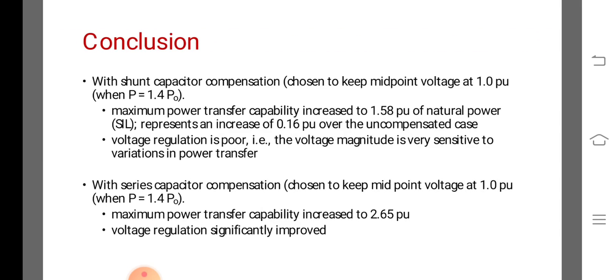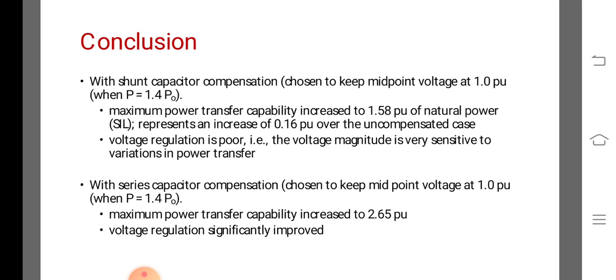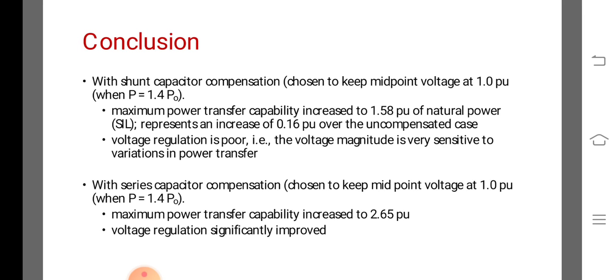Conclusion: with shunt capacitor compensation, we choose to keep the midpoint voltage at 1.0 when P equals 1.4. Maximum power transfer capability increases to 1.58 of natural power, an increase of 0.16 over the uncompensated case. Voltage regulation is poor; voltage magnitude is very sensitive to variation in power transfer.